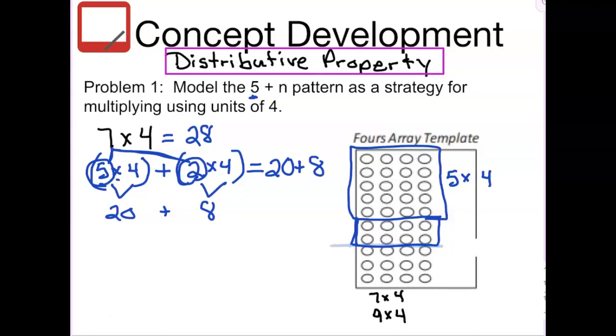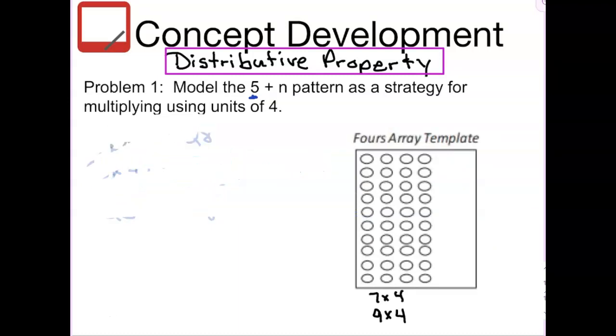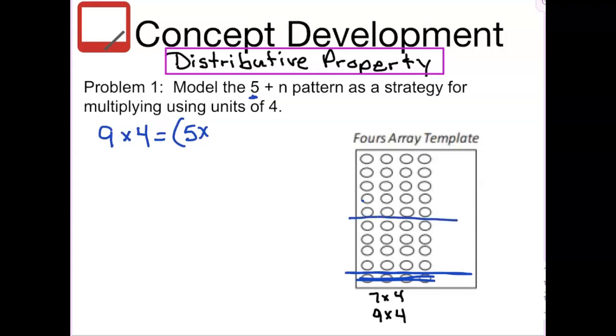Now let's try 9 times 4. We're still using our 5 plus n pattern. So we're going to put 9 times 4: 2, 4, 6, 8. We'll draw a line there because we're not going to use that bottom row. Again, we're going to start with 5 times something. Well, it's 5 times 4. So 1, 2, 3, 4, 5. Draw a line. And there's our 5 times 4.